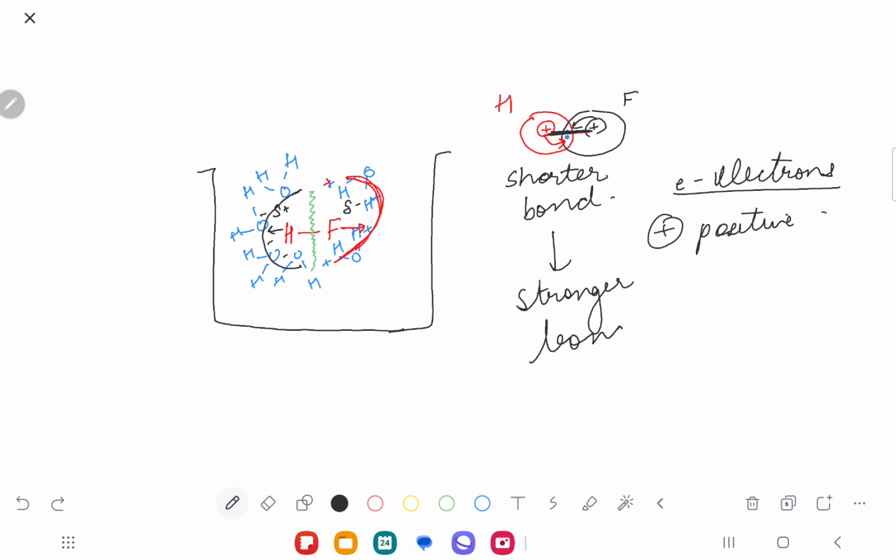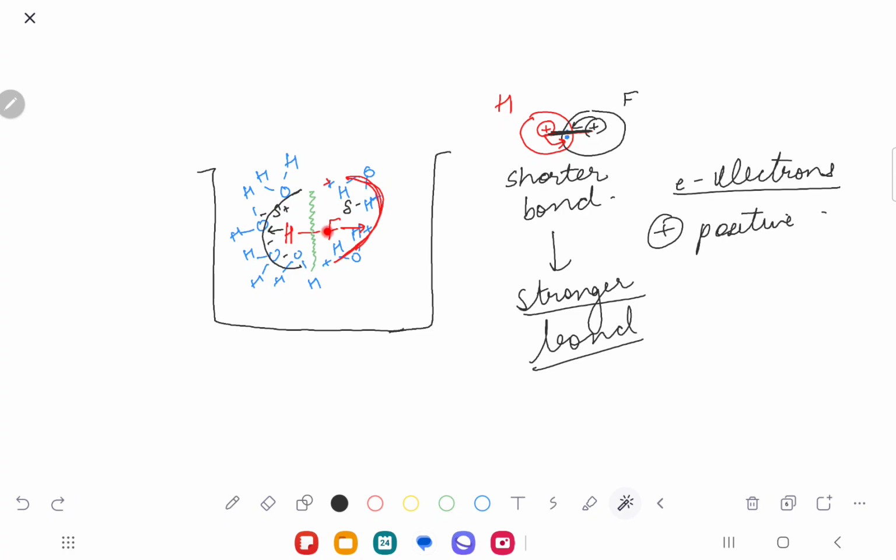And because it is a stronger bond, a small, less amount of H2O cannot break this bond. I hope you're understanding. Yes. So when a less amount of H2O can't break this bond, what exactly do you think would happen? Tell me.